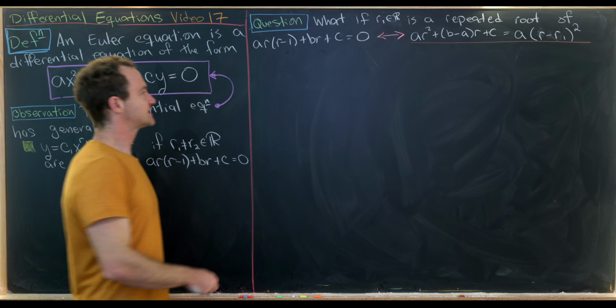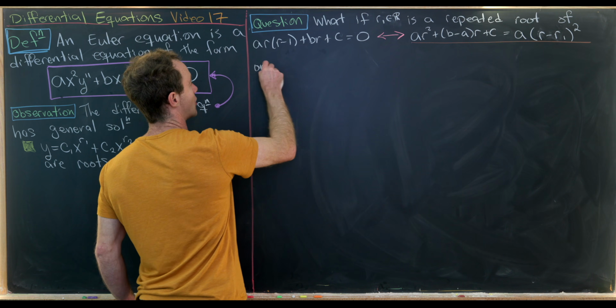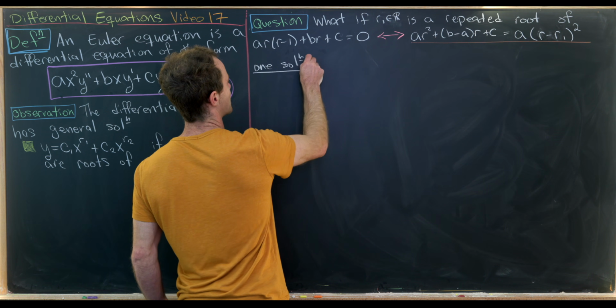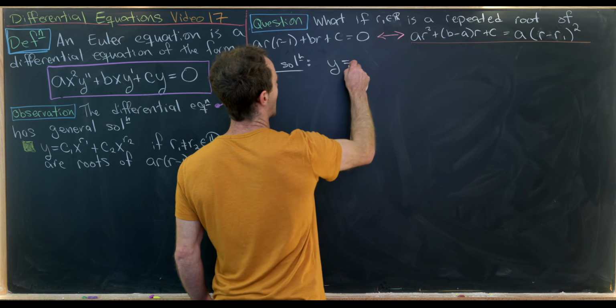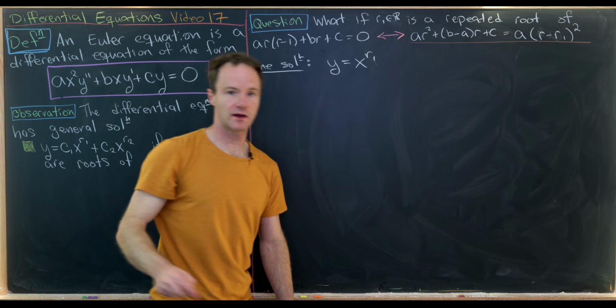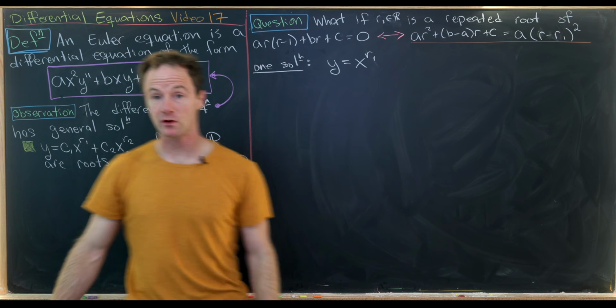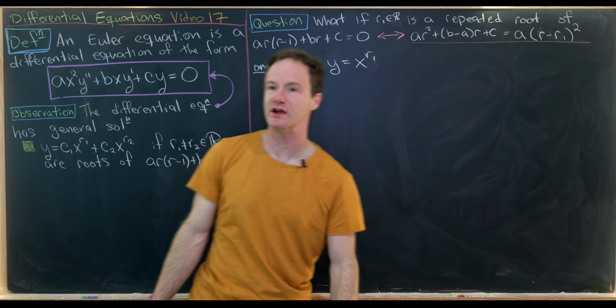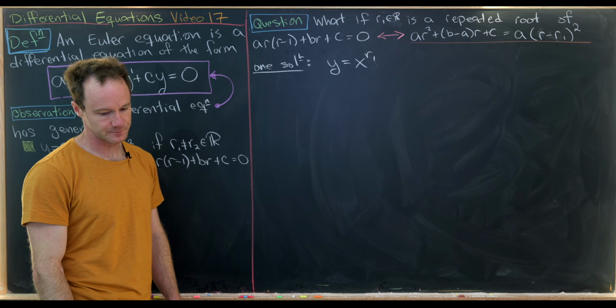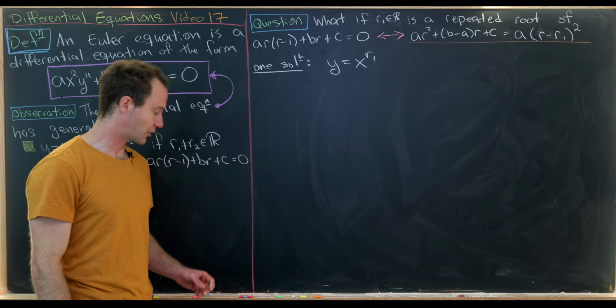Okay, so let's notice that we know one solution already from our exploration, and that would be y equals x to the r1, and we just have to find the other solution. And just to be real clear, we're still talking about a differential equation of this form over here. So how are we going to approach this?